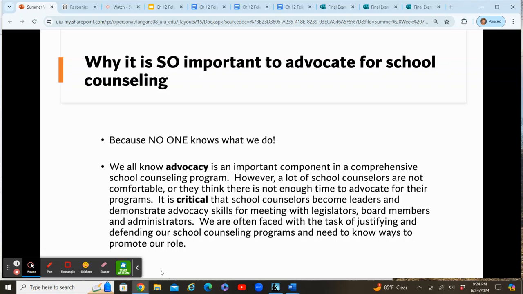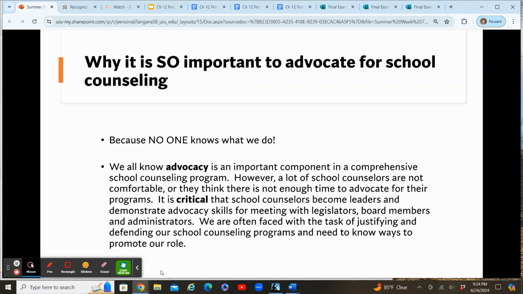So the next couple slides are kind of finishing up on why, again, it is so important for you to advocate for school counseling. And I hate to say this because we've been trying for years to let people know what school counselors do, but a lot of times no one really knows what we do. And so advocacy is one of those important components, along with collaboration and along with leadership, that you need to be doing all the time.